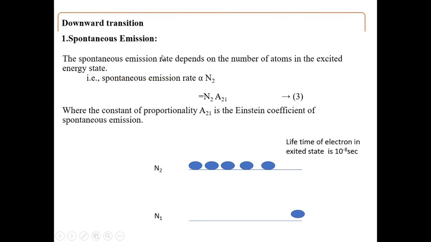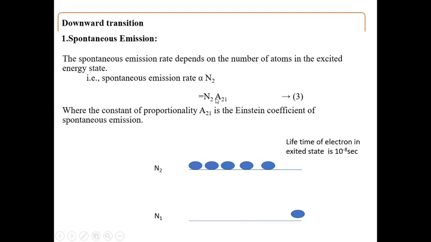The first one is spontaneous emission. The rate of spontaneous emission depends on N2. However many atoms are there in the E2 energy state, that many downward transitions are going to happen. If more atoms exist in the E2 state, more particles will reach ground state. So spontaneous emission depends on the number of particles in the excited state, and the spontaneous emission rate is proportional to N2.